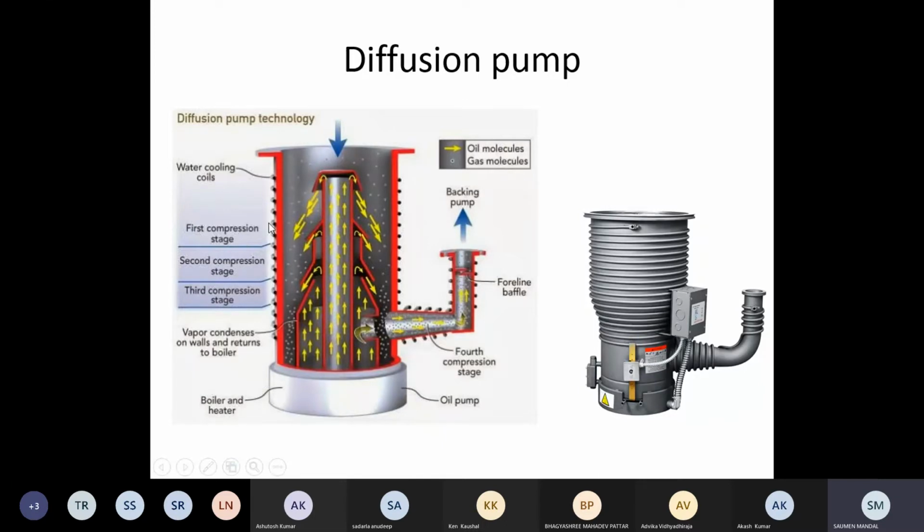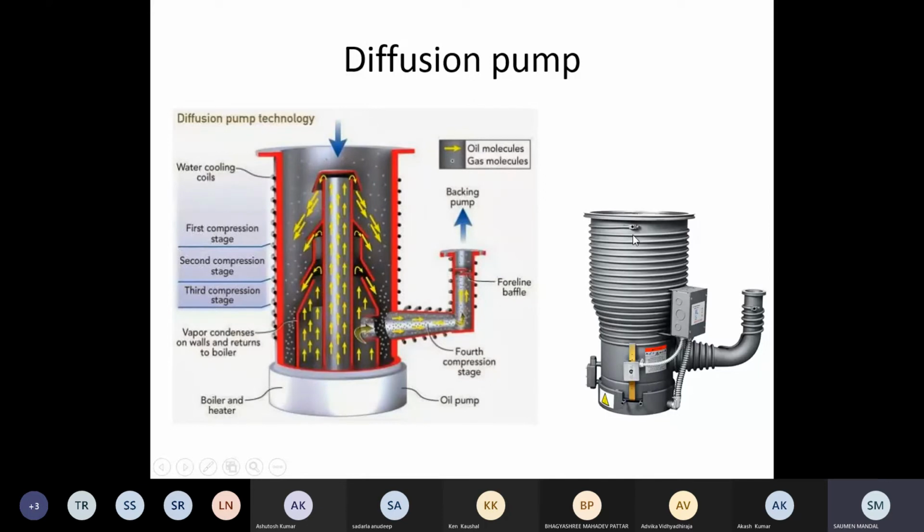Another thing you have to keep in mind: before starting the diffusion pump, you have to start the water cooling arrangement. If you forget to run the water cooling arrangement, what will happen? The heating will keep increasing, and finally the system may collapse. So this is another part, the cooling arrangement, you have to pay attention to.